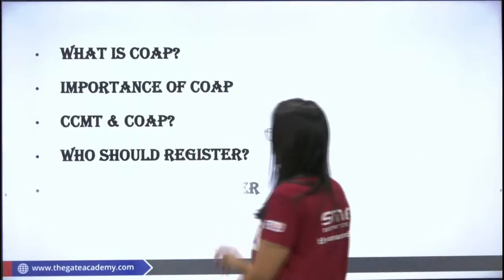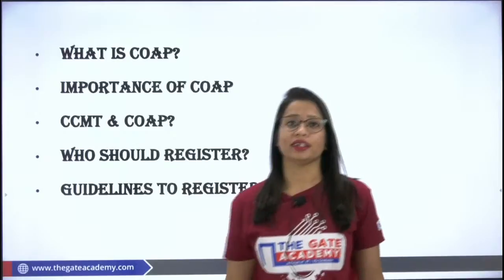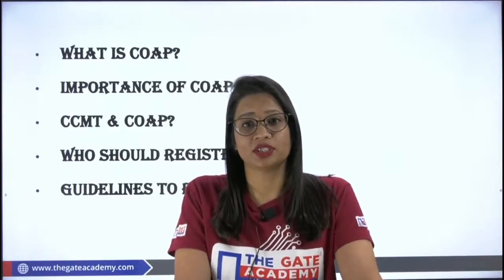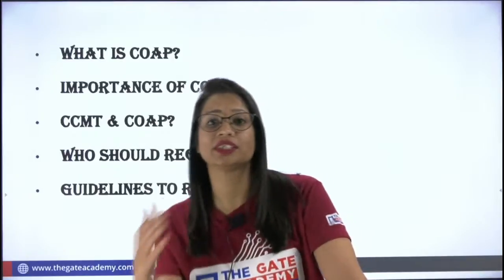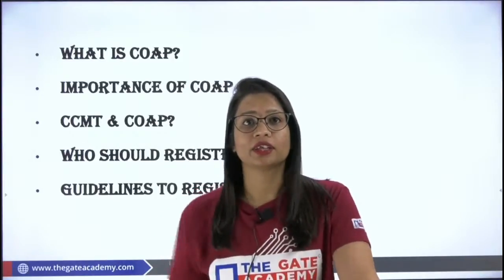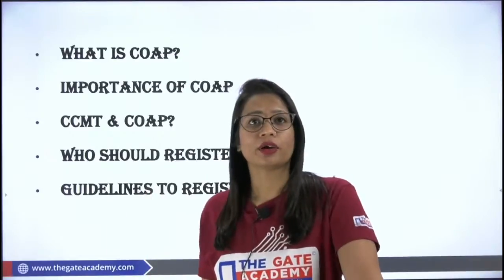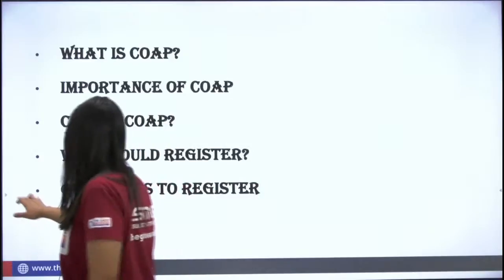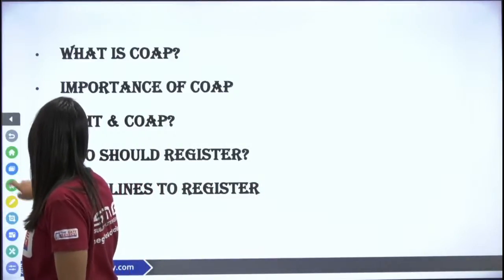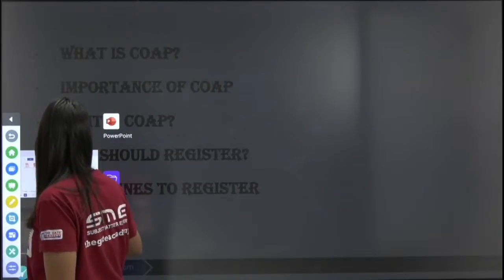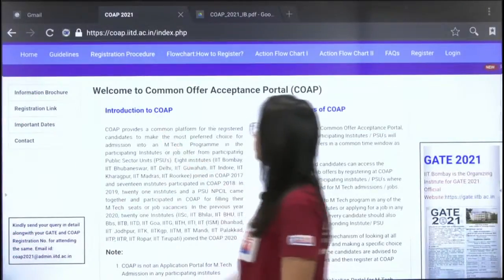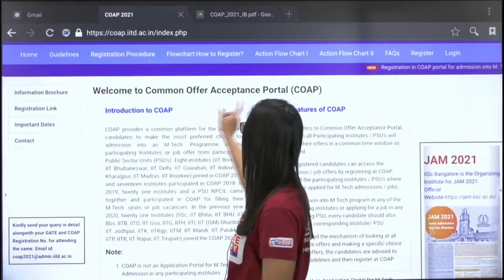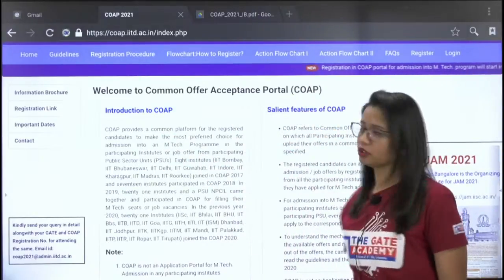Next thing that we are going to discuss is guidelines, like how to register actually. What is the procedure, how do you accept some offer, how do you reject some offer. All those things we'll be discussing here. Till now if there is any doubt, then you can ask me. Till then, let me just take you to the website where this will all happen. So this is the website where you will be applying or registering for COAP, the Common Offer Acceptance Portal.